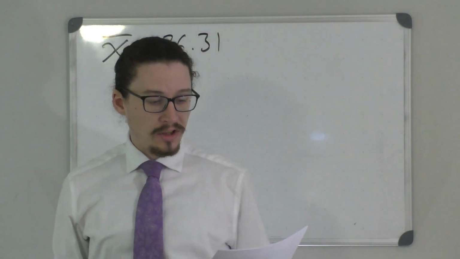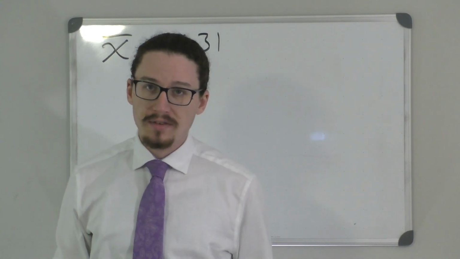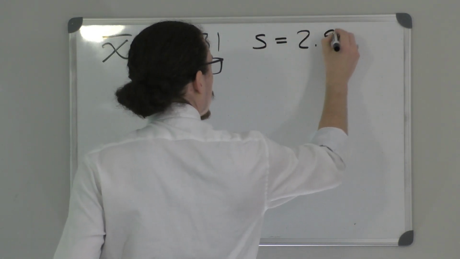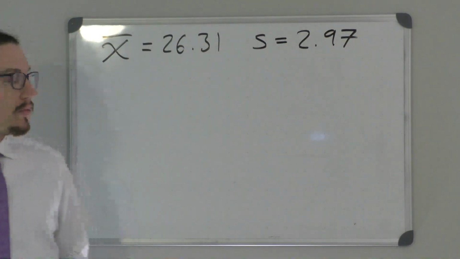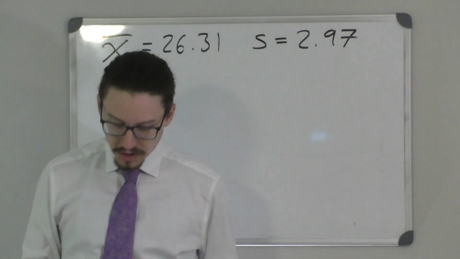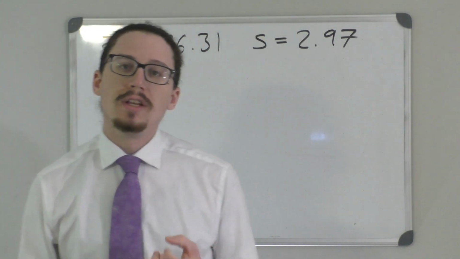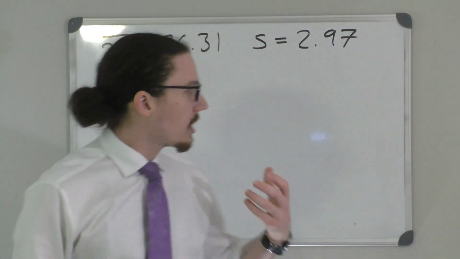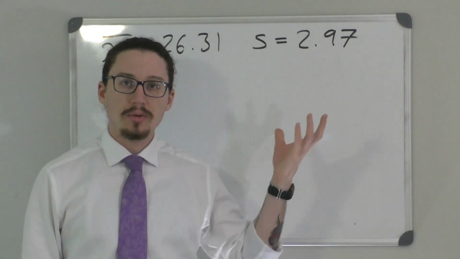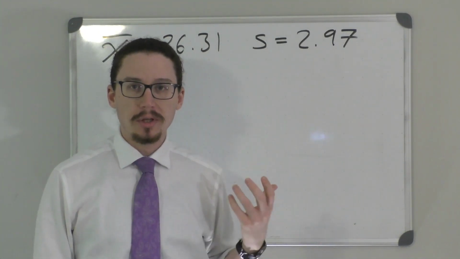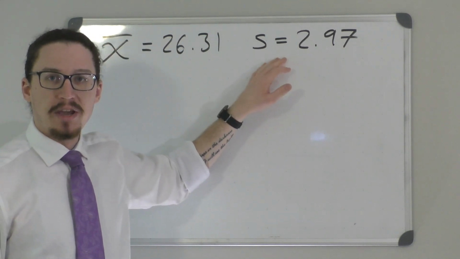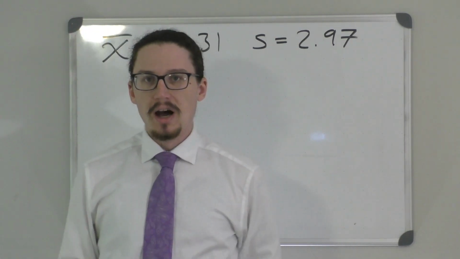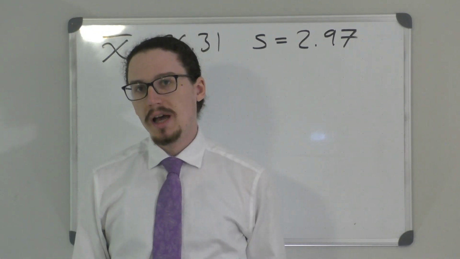Then it goes on to say with a standard deviation of 2.97. So this is likely our sample standard deviation. Now the formula tells us to use sigma, which is the population standard deviation, but as long as n is greater than or equal to 30, we can still use this formula and estimate sigma with s. All right, so we can estimate sigma with s and still use the z distribution.